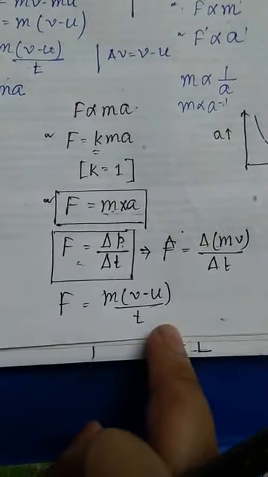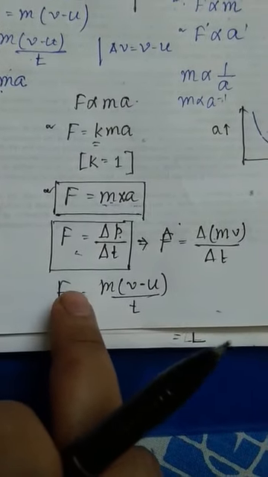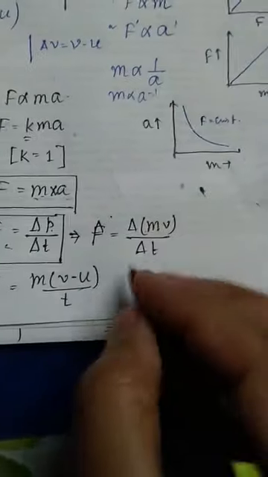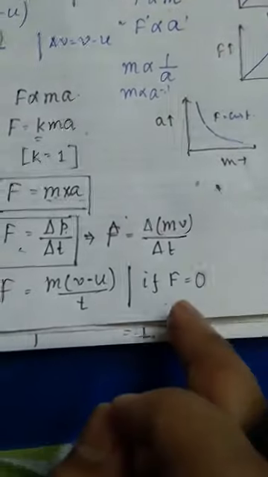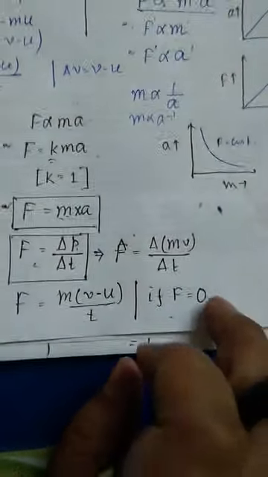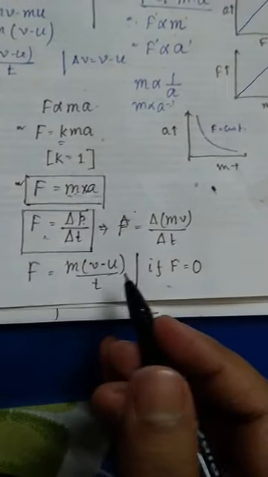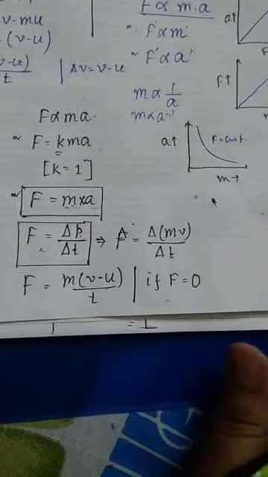What was Newton's first law? Last day I told you, if we do not apply a force from outside, that means if F equal to 0, then an object which was at rest will be at rest, and the object which was moving will continue its motion. That was the inertia.